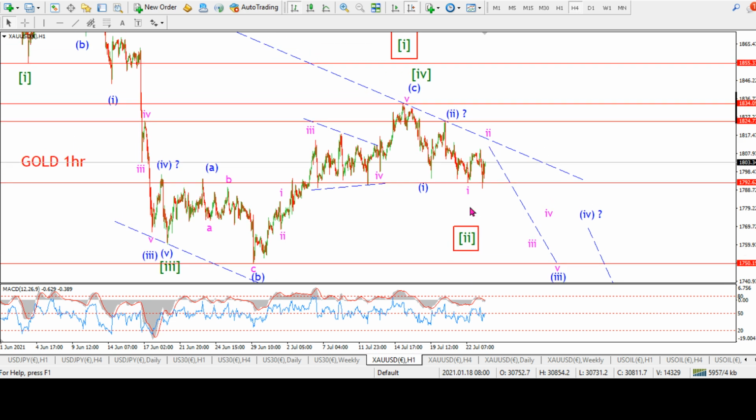The alternate count does suggest that maybe we are working on a smaller degree of 1-2 here. If that's the case, we should see a pretty rapid turn up next week. If we don't get that turn up, then we are actually tracing down wave 5. So, keep an eye out for that.